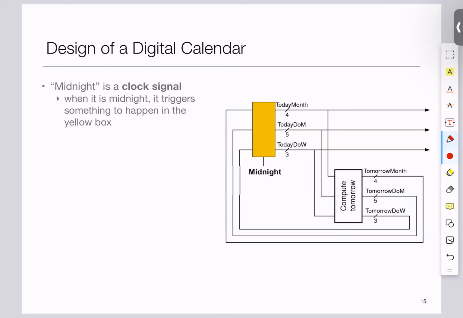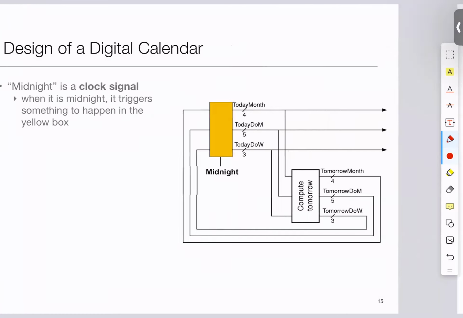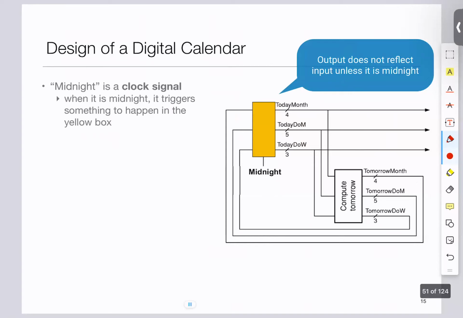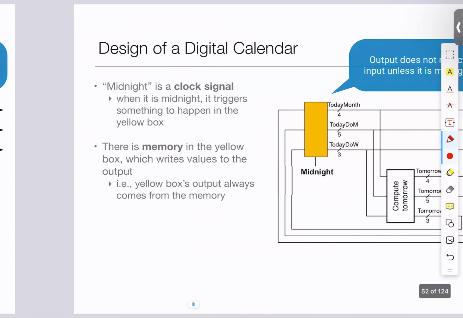Actually, even our brain has something like that. Deep inside our brain, there is actually a clock which ticks, which essentially acts as the pacemaker for the brain. So when it is midnight, it triggers something to happen in the yellow box. Output does not reflect the input unless it is midnight. At other times, the output is just reflecting what is inside the yellow box.